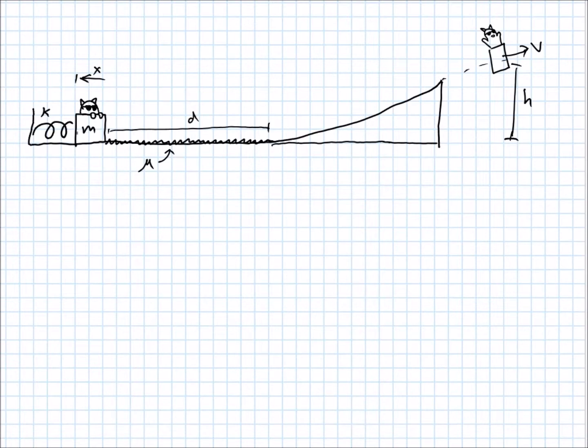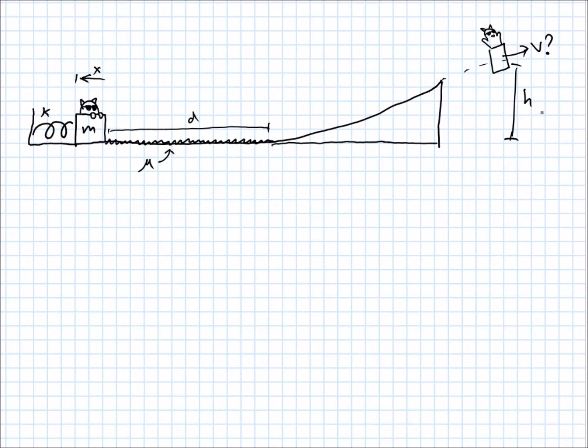As soon as the system is released, the spring is going to push the box. The box is going to slide across this distance d, which has friction. But then it hits this smooth, frictionless ramp, which goes up, and the guy goes flying into the air. We are wondering, what is the velocity going to be when they're up at this height?